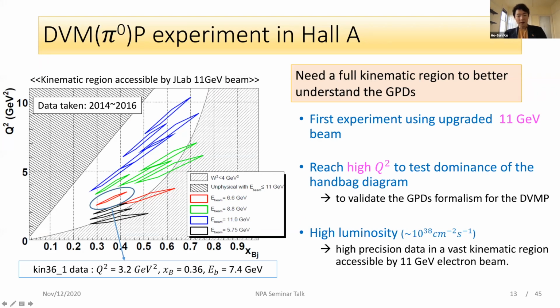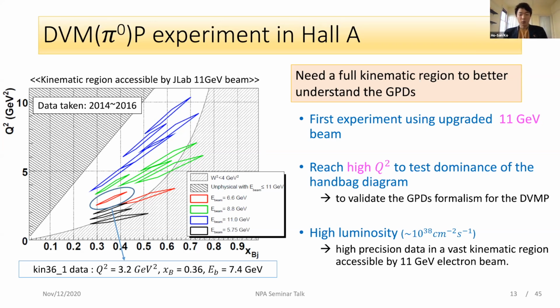The gray area on the left is the physical limit that we cannot access through the 11 GeV beam. And the gray area on the right shows the resonance region that we want to avoid. So we will reach high Q squared and cover most of the area that 11 GeV can access. By reaching high Q squared, we will test the dominance of this handbag diagram to validate whether the GPD formalism of the DVMP in this kinematics works.